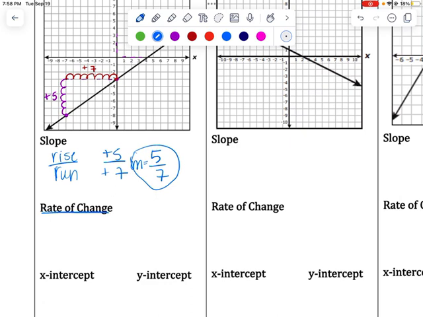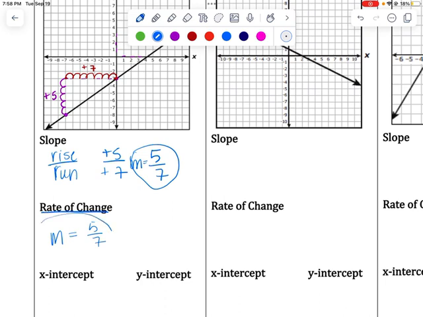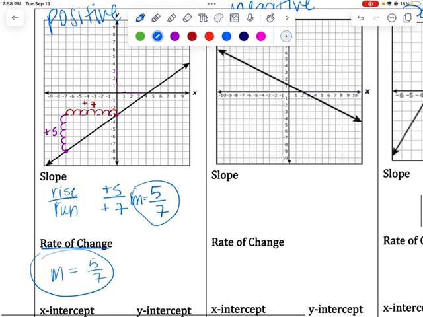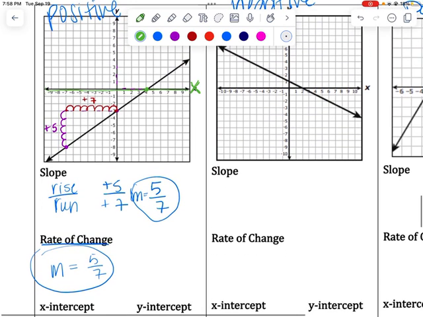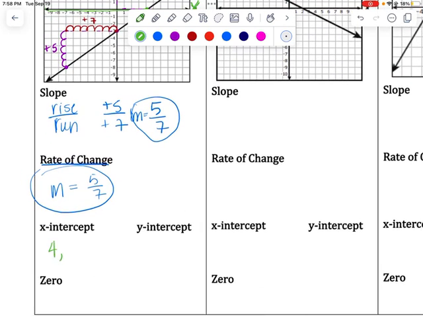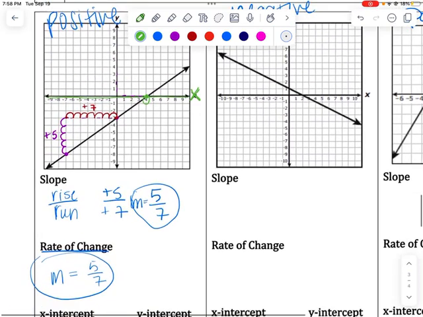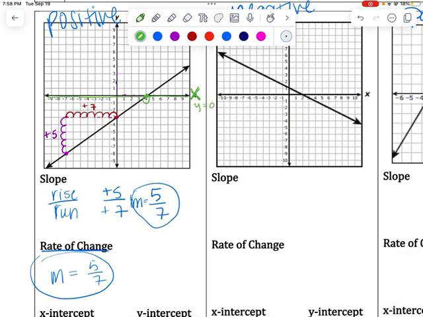Rate of change, same thing as slope. We already found our slope. Our slope was 5 over 7. Now my x-intercept is when I'm crossing this x-axis, which happens to be this little green line right here that I'm drawing. And there it is. I cross it at x 4. And what is my y there? X is 4. My y is going to be just 0. If I'm on that line, y is equal to 0.